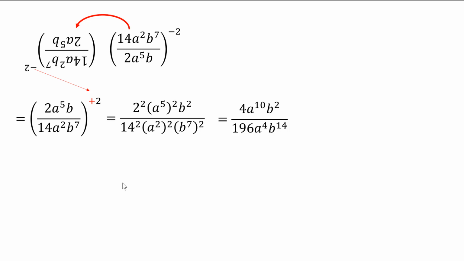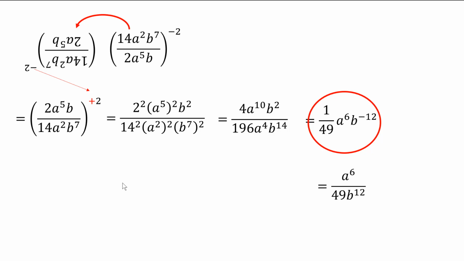And now, since you have a fraction where you're dividing the bases, you can subtract the exponents. So you would have, first of all, simplify 4 over 196, which is 1/49th. And then for a, you've got 10 minus 4, which is 6. And then for b, you've got 2 minus 14, which is negative 12. You could write that as a to the 6, b to the negative 12.